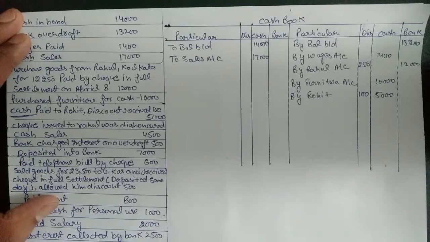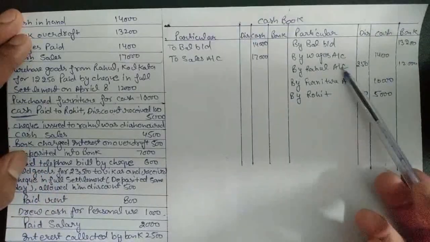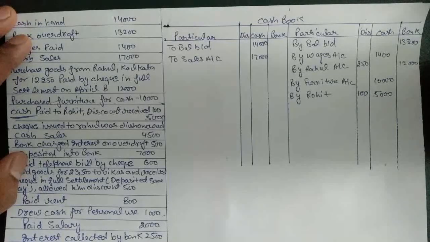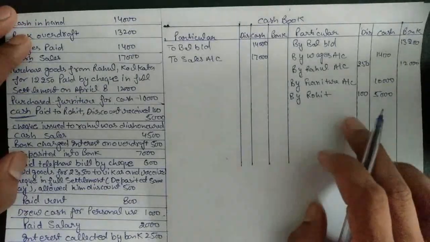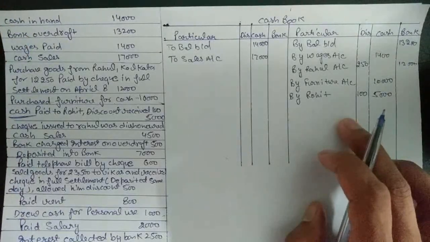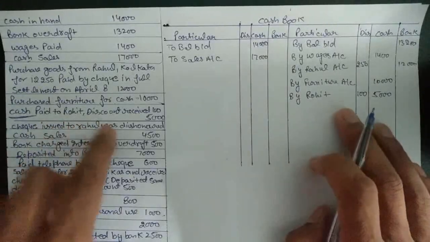But till now, in all the entries we are paying money to someone. Like in the case of Rahul and also Rohit, we are paying money to them and receiving a discount from them, because they are creditors for us and they are allowing a discount to us. Our next entry is: check issued to Rahul was dishonored.